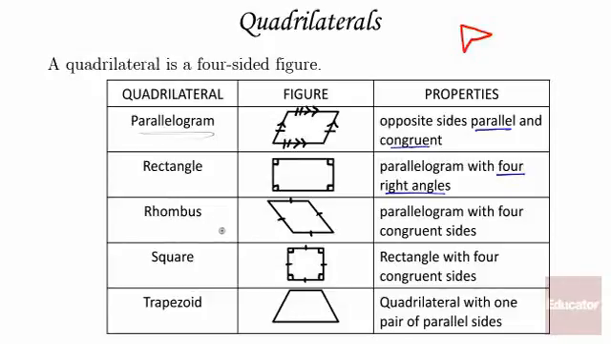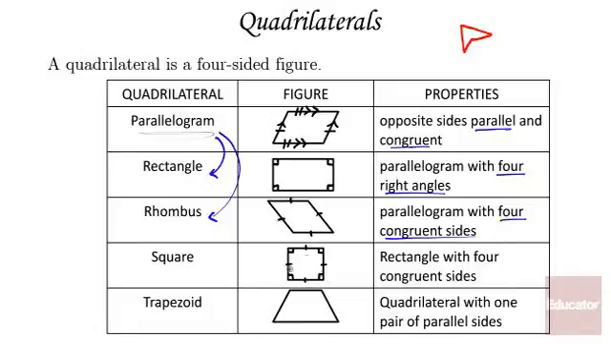The next type of parallelogram is a rhombus. Now, for a rhombus, opposite sides are parallel and congruent, plus it has four congruent sides. Okay, so then all sides are congruent. So, again, a rhombus is a type of parallelogram. It's not a type of rectangle, it's a type of parallelogram.